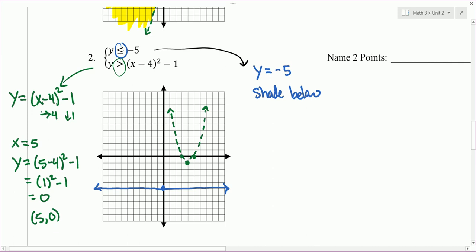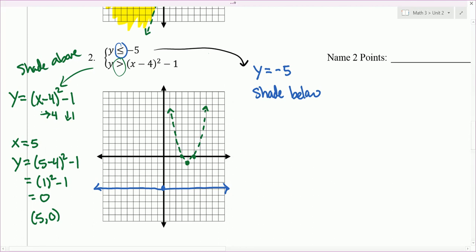And then we want to decide shade above or below. And this one's going to be to shade above because its y is greater than. What we mean by above when we're graphing this in this particular shape, it would be everything inside the parabola. Okay, so we want to be inside the parabola, above it.